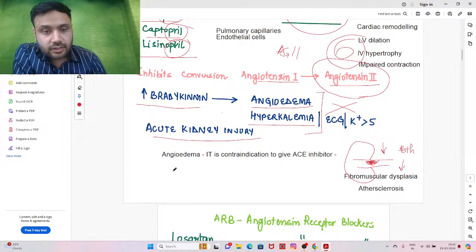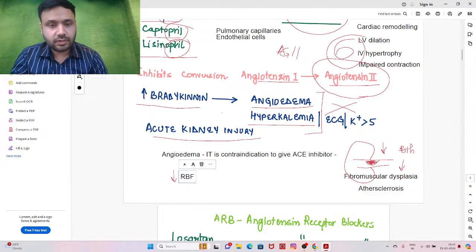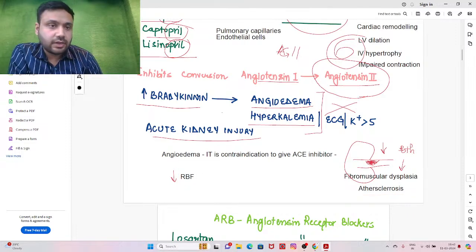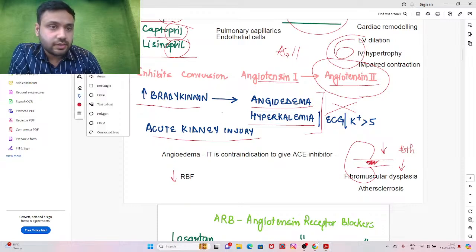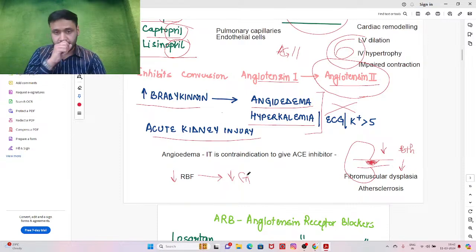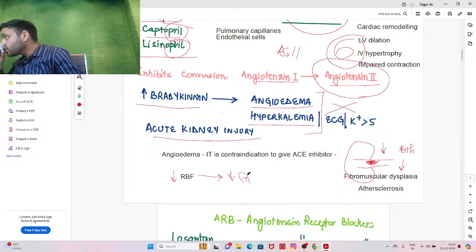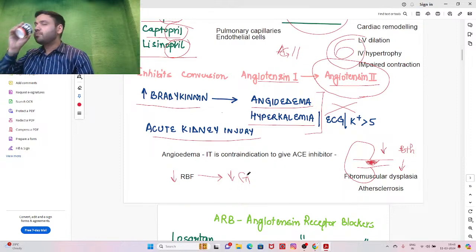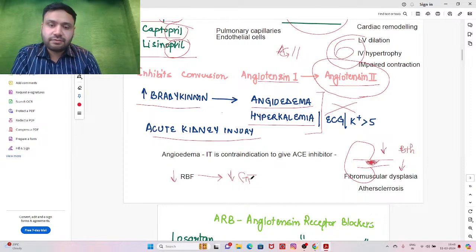The renal blood flow would decrease, and what would it lead to? It will lead to decreased GFR. It will decrease the GFR. So how does the body compensate?